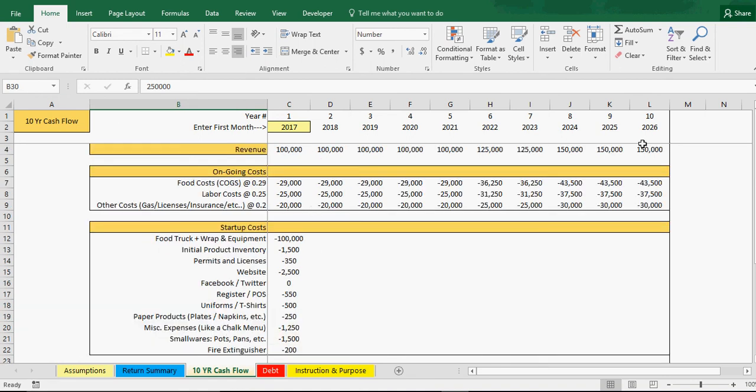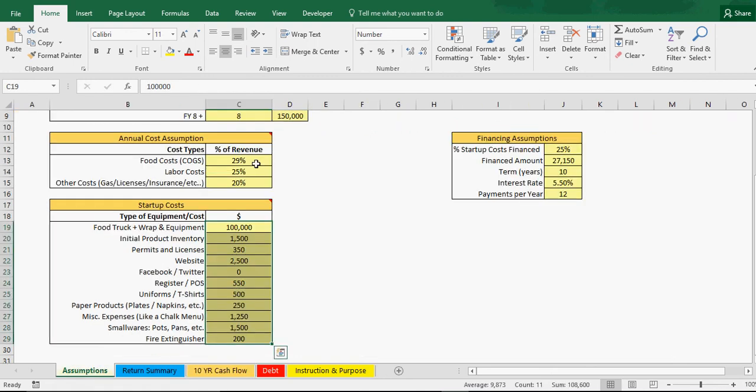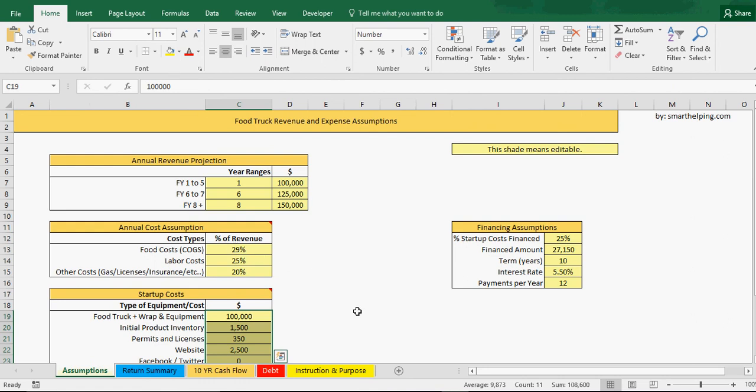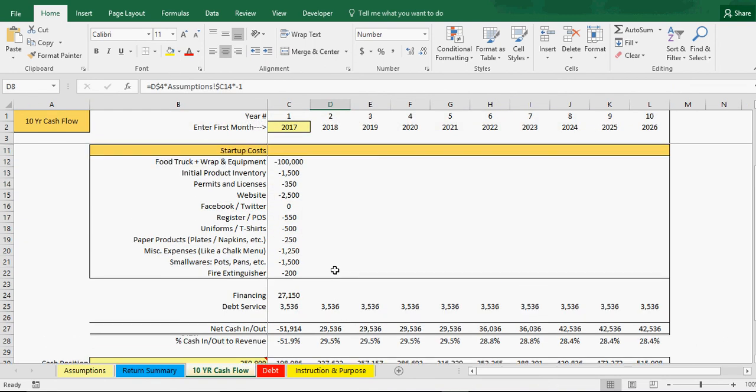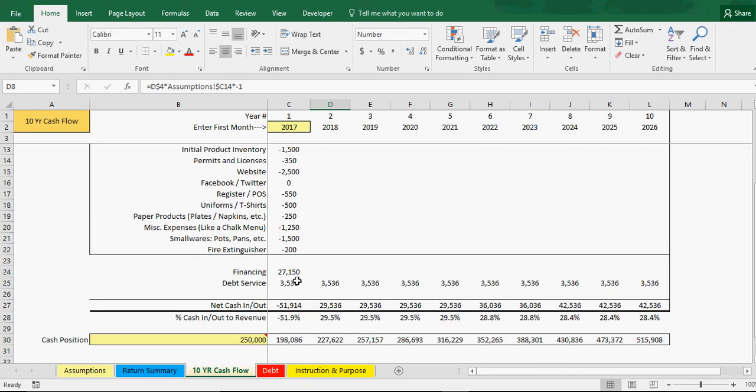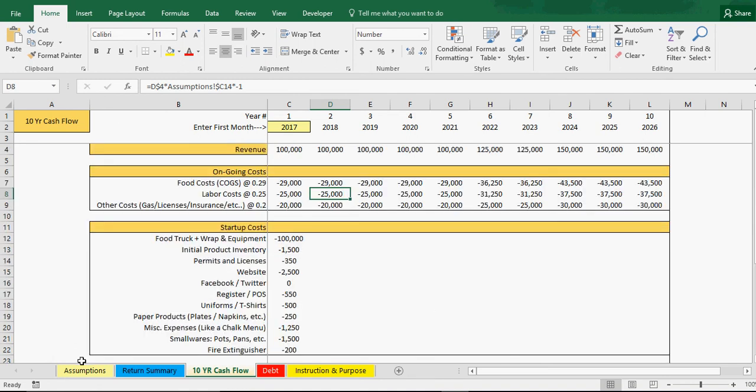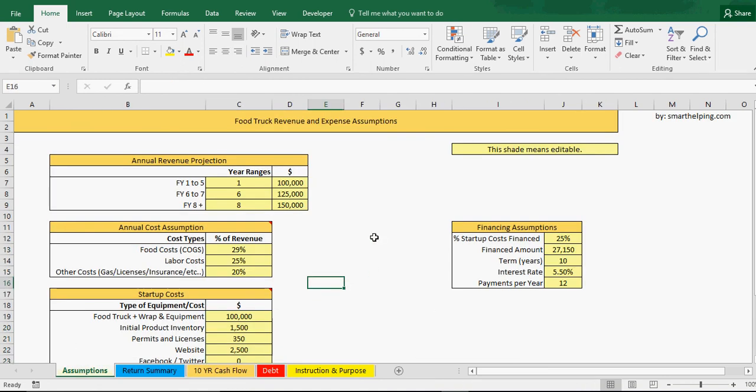So in the model, you've got your top line revenue. You're under your first month here, and these all populate in dates or years. You've got your percentages based on the assumptions tab every year, and that all will change based on whatever you put into your percentages. The first year expenses, startup costs, financing, debt service, and then your net cash in and out, and then percentage in and out as a percentage of total revenue. So that's it, and you can do a lot with this. It's simple to use, but it has all the calculations. Everything's nice and correct. You can model out a food truck.